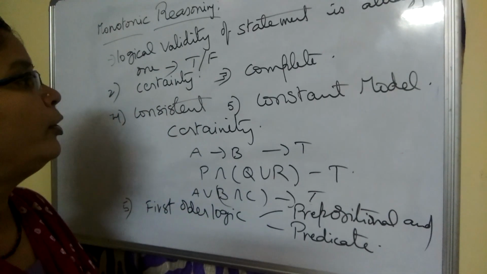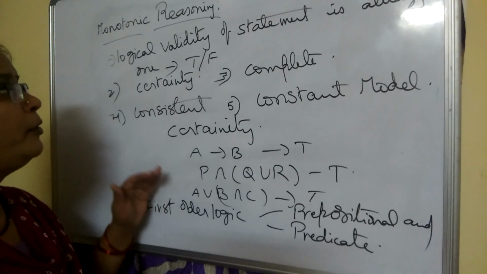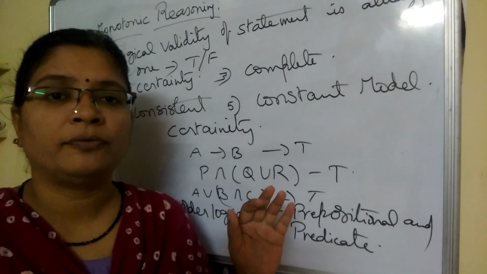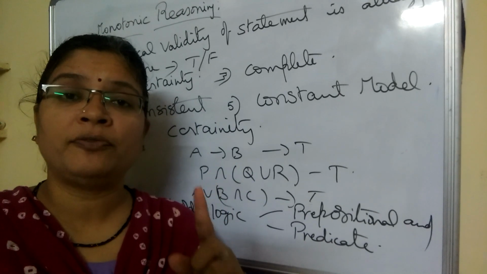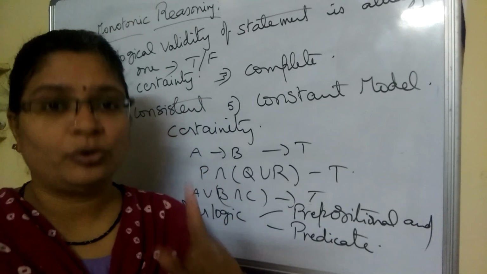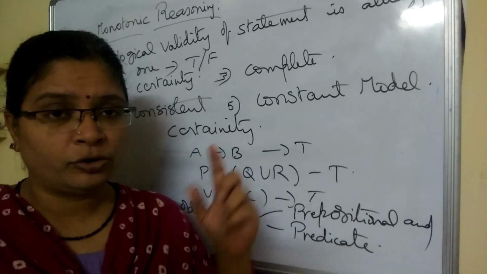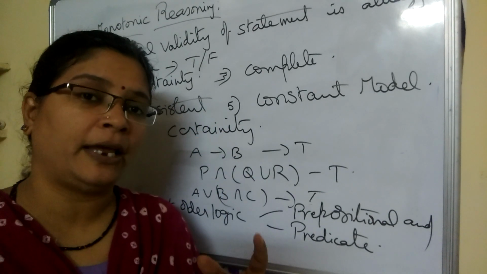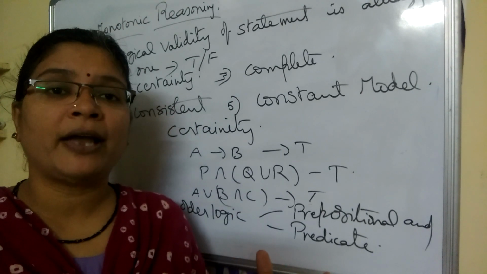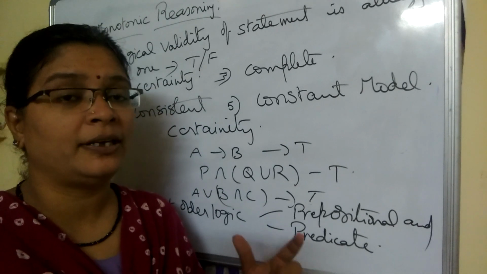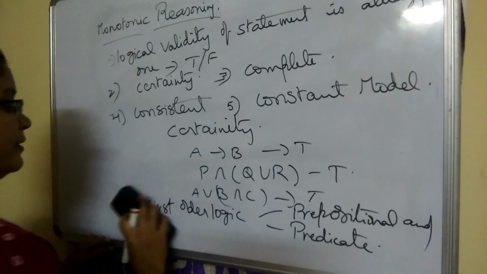Now I am going to discuss the meaning of non-monotonic reasoning. Up to now it is clear what monotonic reasoning means. Mono means one. The logical validity of each and every statement holds only one value, hence it is called monotonic reasoning. So remember that mono means one. The name itself indicates that the logical validity of each and every statement is treated as only one.